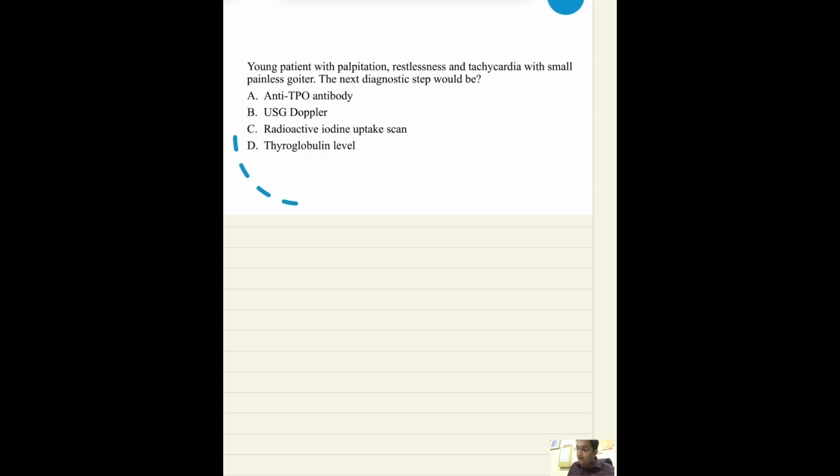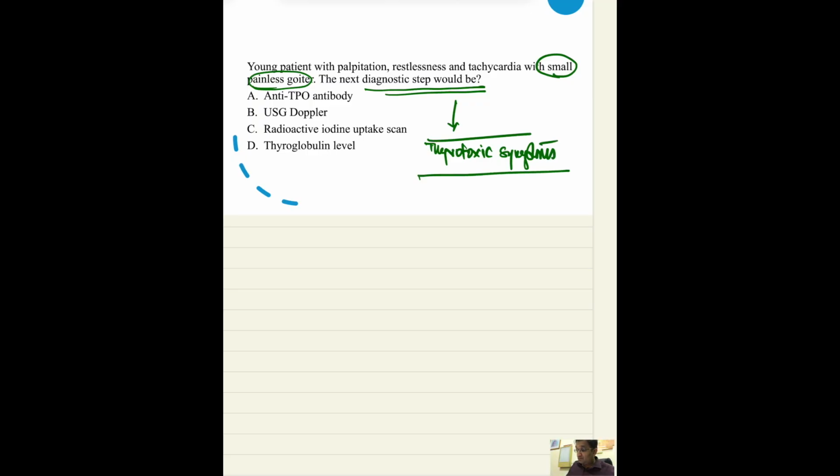Young patient with palpitation, restlessness and tachycardia with a small painless goiter. The next diagnostic step would be, so what they are suggesting is there are thyrotoxic symptoms. And what can be the cause? So for thyrotoxic symptoms, the causes can be as follows. One is Graves' disease.